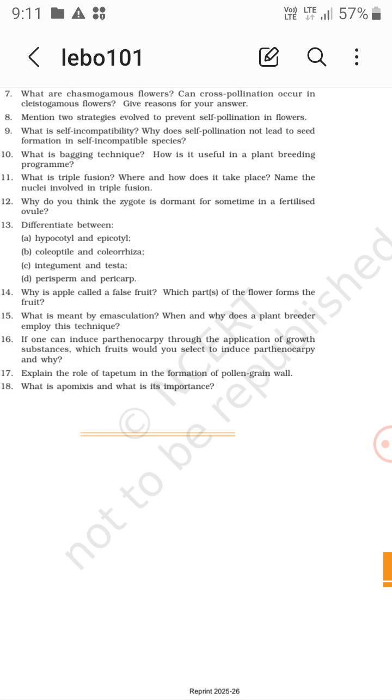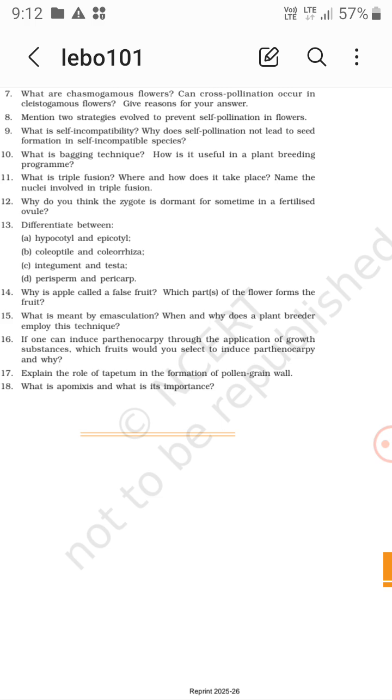If one can induce parthenocarpy through the application of growth substances, which fruit would you select to induce parthenocarpy and why? There are fruits like tomatoes, you know parthenocarpy in tomatoes, right? It is induced by auxins, through the application of growth substances. Or banana. I think the well known parthenocarpic fruit is banana, right? It is a seedless fruit.